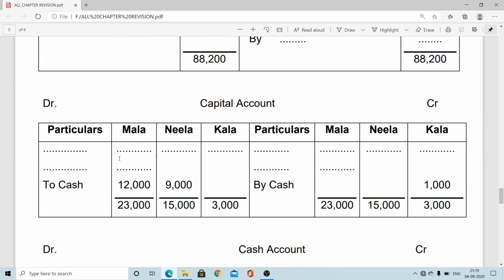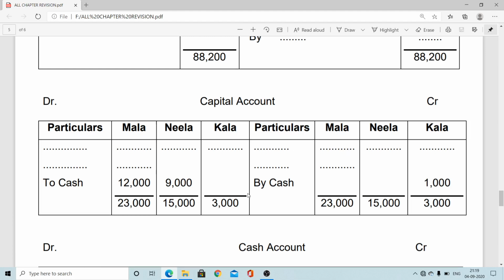So ultimately all these are coming from realization, this is also coming from realization, this is also coming from realization. So automatically, if you add this side and deduct this part, the opening balance will be found here. So that is the way to find the opening balance of partners, that is the by balance b/d, the opening capital balance.